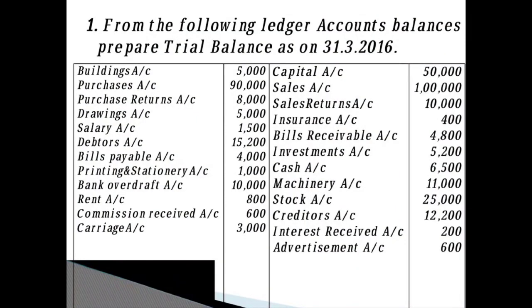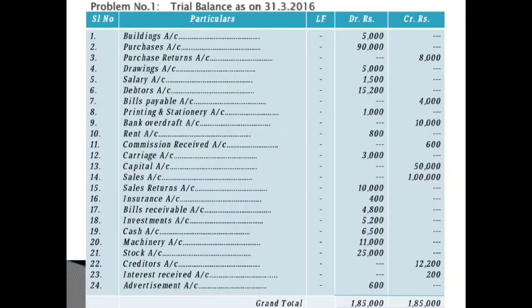The next you have the debtors account. Debtors means it is an asset. Okay, debtors means what? It is an asset. Asset always shows a debit balance. So sixth one, debtors account, in the debit column you should write 15,200.